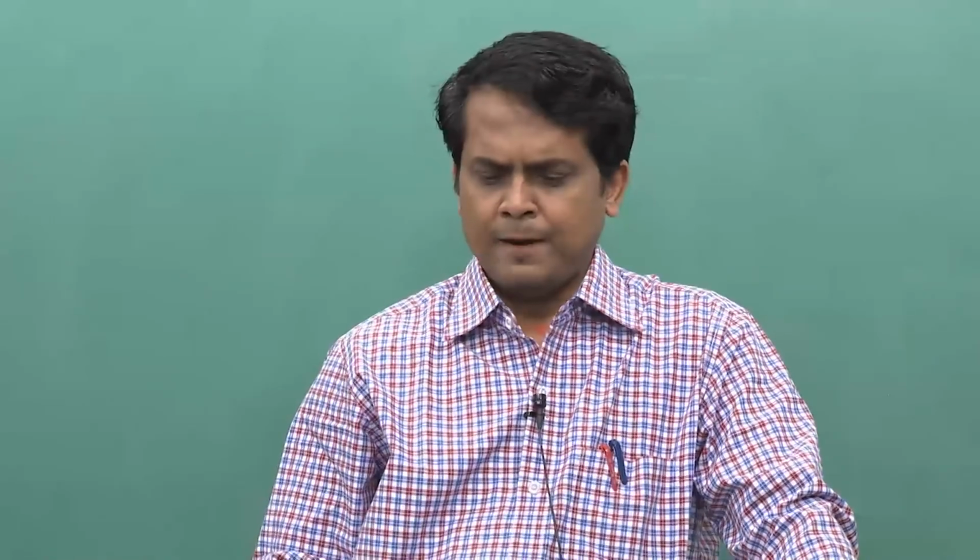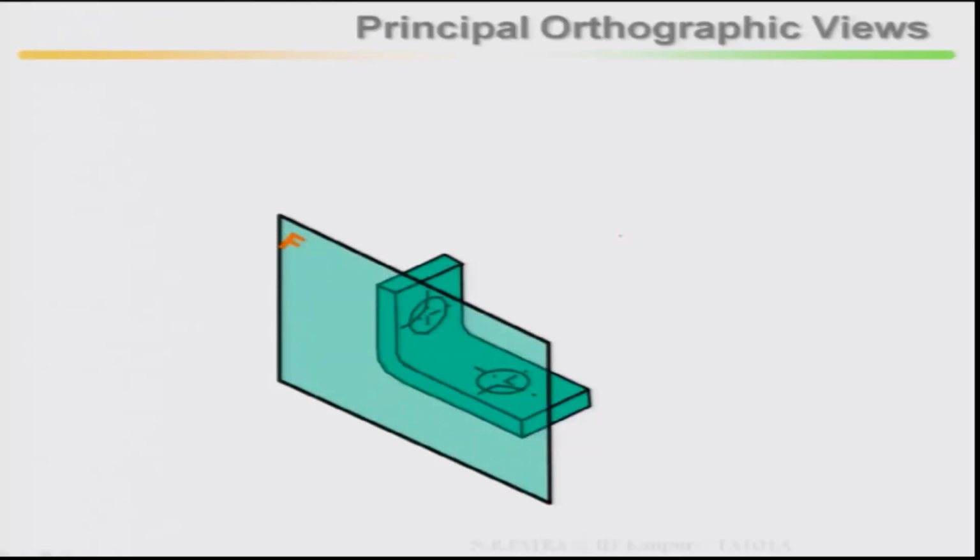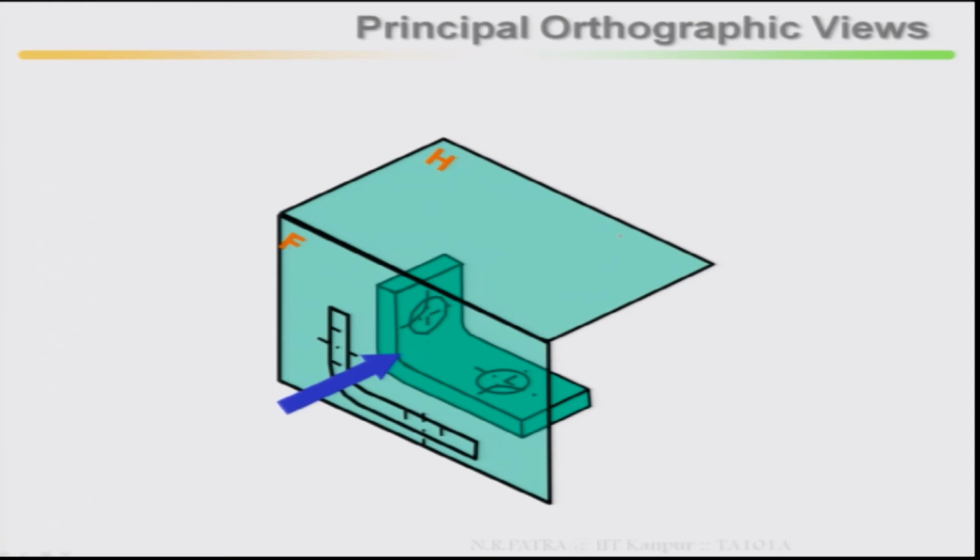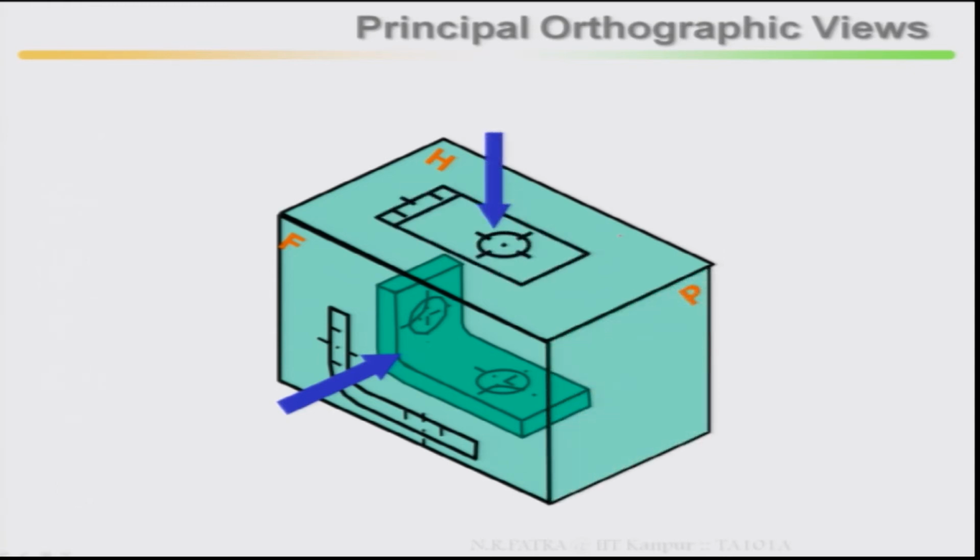Now, some more animation I want to show you. Principal orthographic views, look at here, you can understand the space geometry better. Frontal plane, as I said earlier, object is behind, so you are looking from the front. Then horizontal plane, you are looking from the top, this is your top view. Then profile plane, this is your side view.